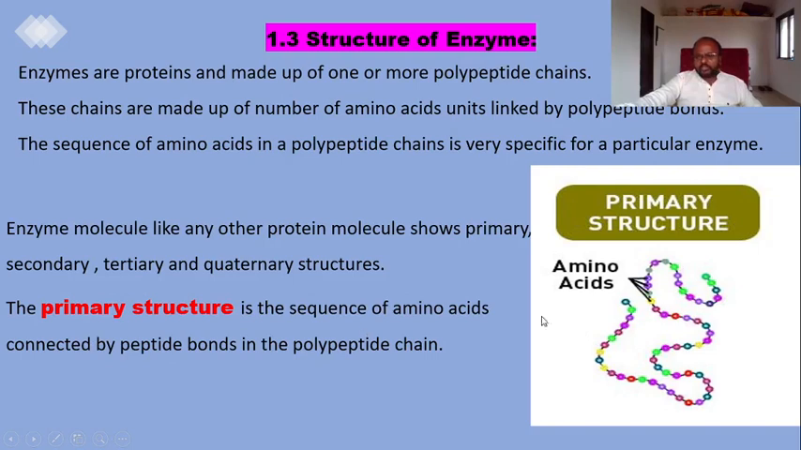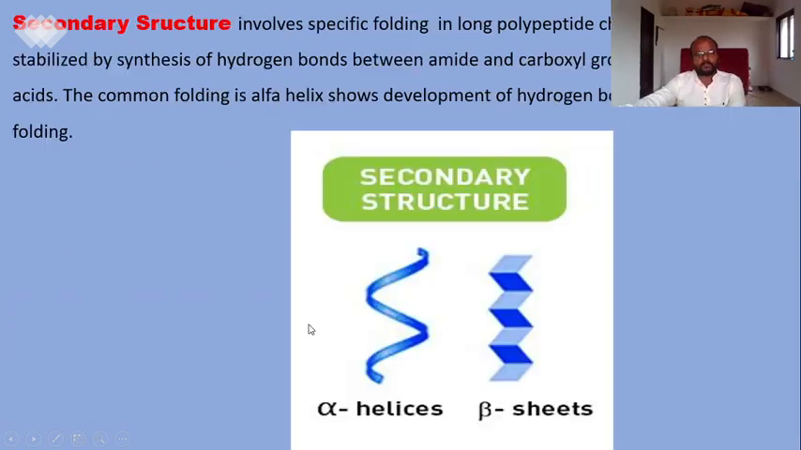So here the primary structure means a simple protein. There is a simple sequence of amino acids connected by peptide bonds in the polypeptide. Suppose this is the polypeptide chain, and here these granular structures are called amino acids. They are joined together by peptide bonds, and this simple protein is nothing but the primary structure of the protein or the primary structure of the enzyme.